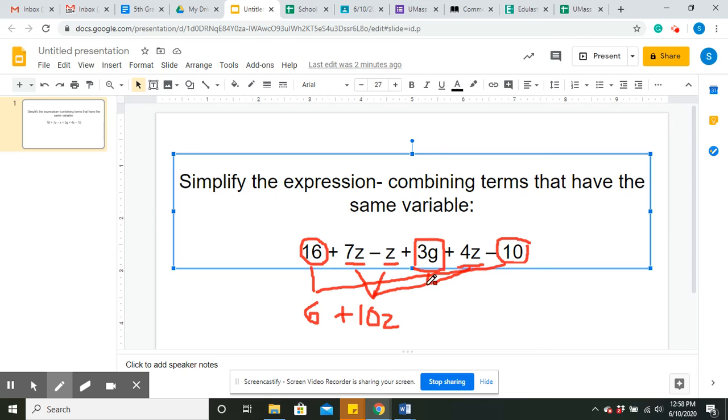And then lastly, I have my final term, 3g. I don't have to change it because I'm not combining it with any other variables or any other terms that have g. So plus 3g.